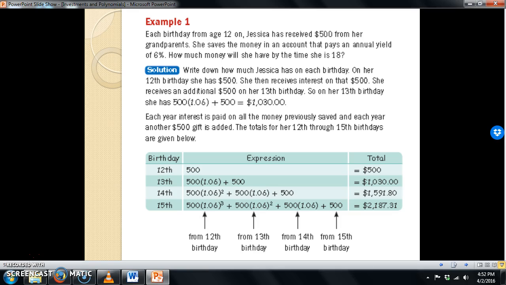By the 13th birthday, that $500 has been in the bank earning 6%. So the calculation is 500 times 1.06 plus the 500 she got on her 13th birthday. That pattern continues to the 15th birthday, and you can see the four arrows. Each birthday is represented by a different amount, a different term. And that last $500 from the 15th birthday has not been invested yet, giving her $2,187.31.